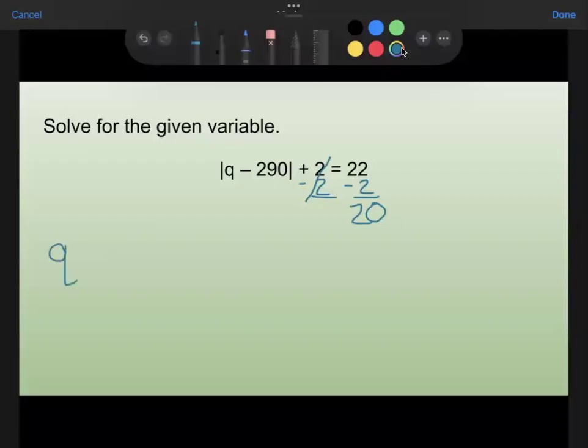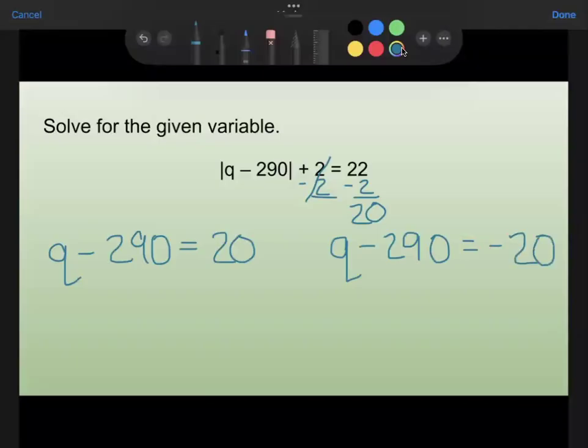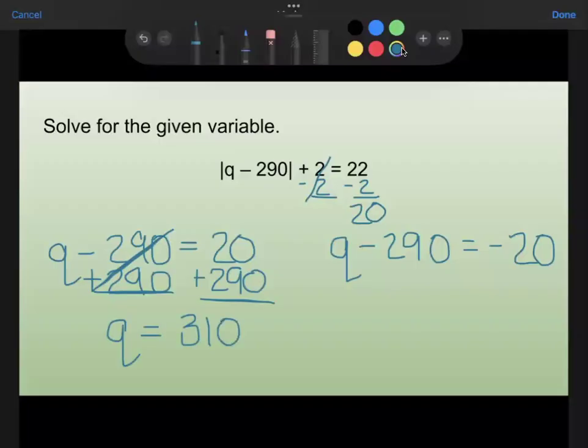Now I can write q minus 290 twice, q minus 290. And then on this one, I can do the positive version of 20. And on this one, I can do the negative version of 20. Okay, so I need to add 290 to both sides. Cancel that out so that I have q equals, and then I'm going to add 290 to 20, and I'm going to end up with 310.